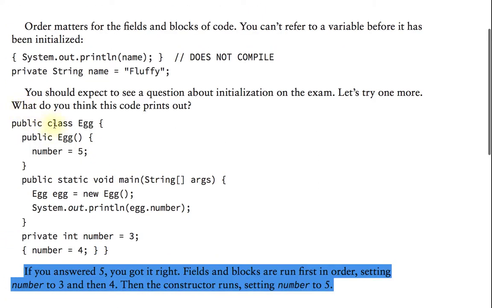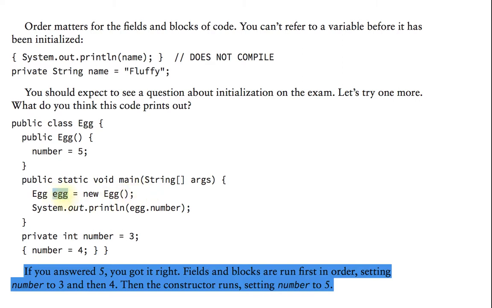We have a class Egg, and we have a constructor defined inside it and a main method. So what did I say? When my JVM enters the class, it doesn't execute the constructor first, because it will search for the main method, and it looks at this object creation.